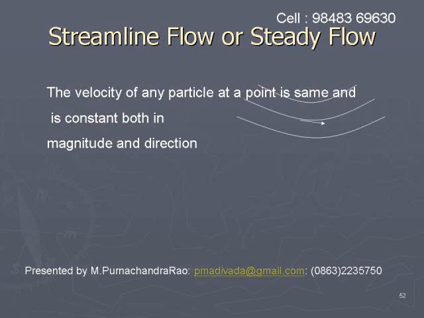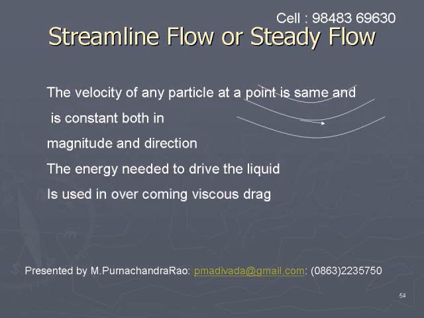The fluid is flowing in steady state or in laminar flow. Same velocity means same magnitude and same direction. This velocity will be constant at a particular point. At different points, this constant velocity will have different values. The line along which the particle is traveling is called a streamline. While flowing in steady state, the energy of the particle is utilized in overcoming the frictional drag.